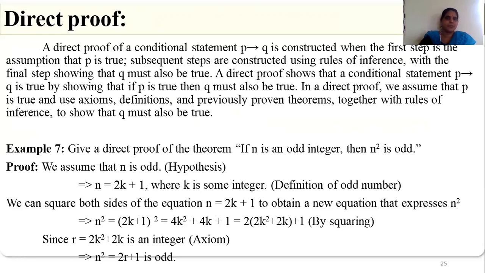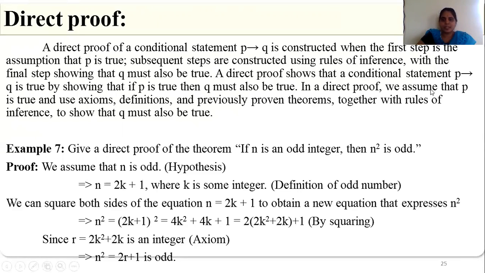First one, direct proof. In this case, the conditional statement P implies Q is constructed when the first step is the assumption that P is true, and subsequent steps are constructed using rules of inference, with the final step showing that Q must be true. The direct proof shows that the conditional statement P implies Q is true by showing that if P is true, then Q must be true.